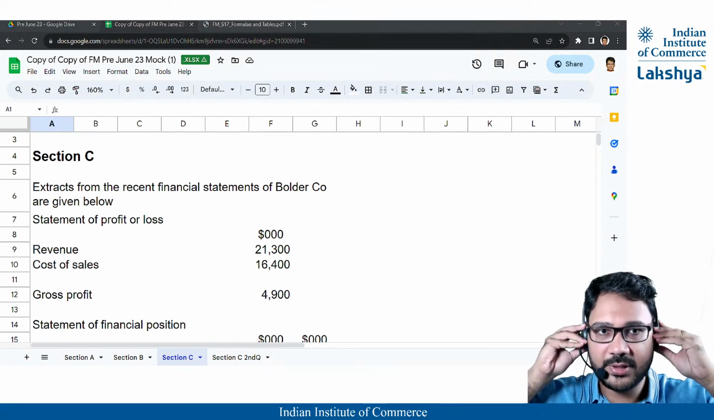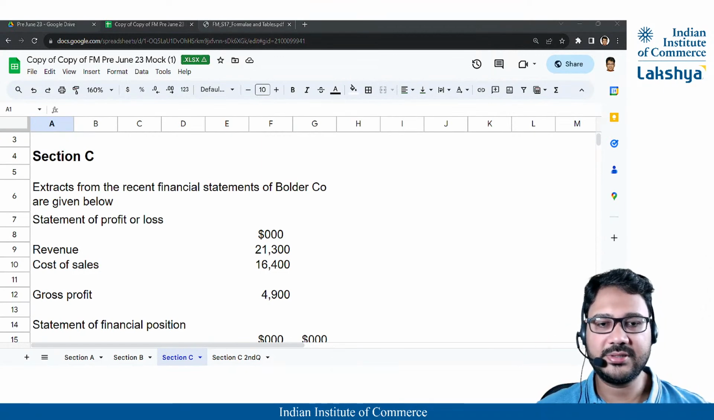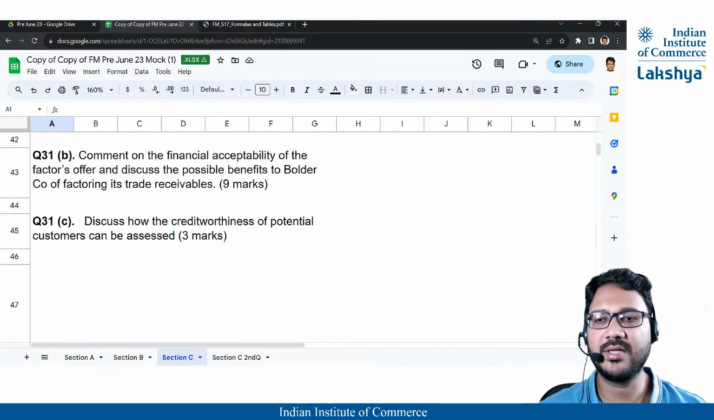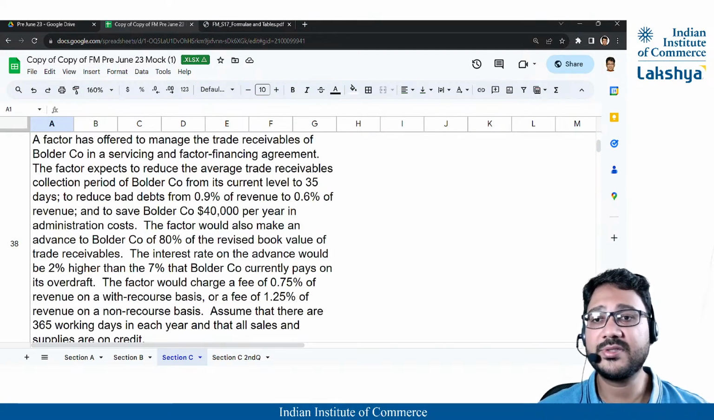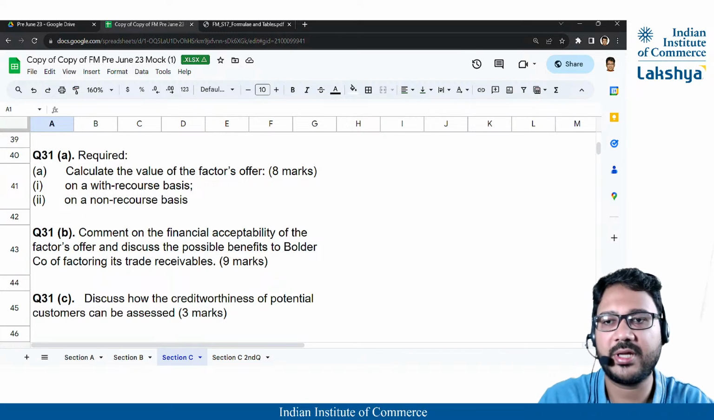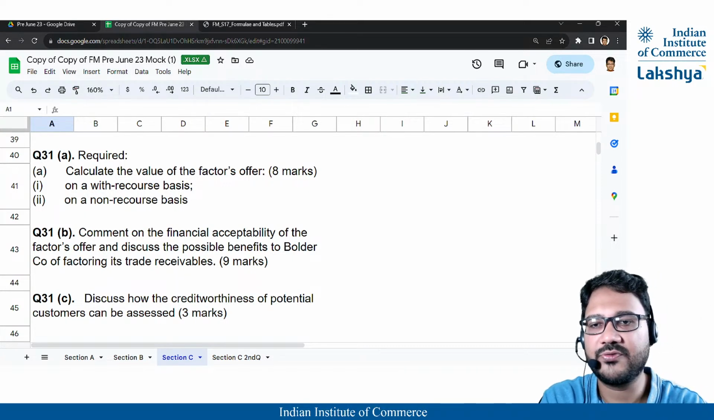Okay, welcome back. So let's start with the last section, section C. Now, as we had done earlier, we'll first read the requirements and then move on to the question. The requirement is to calculate the value of the factor's offers on a with recourse and non-recourse basis. This is for 8 marks.